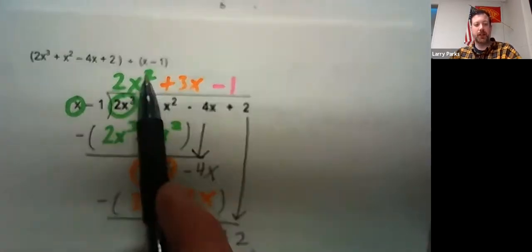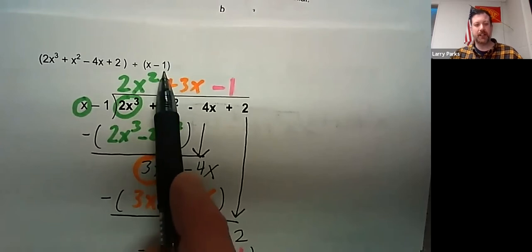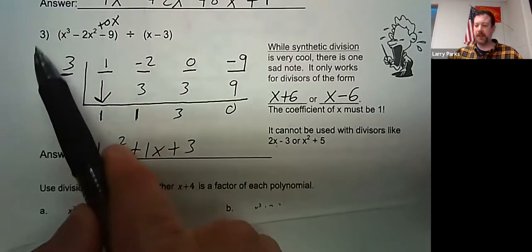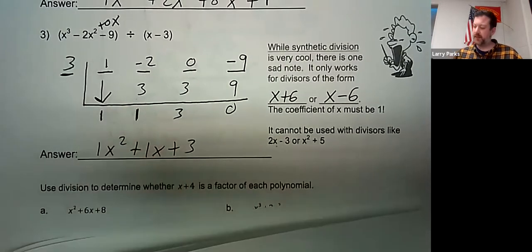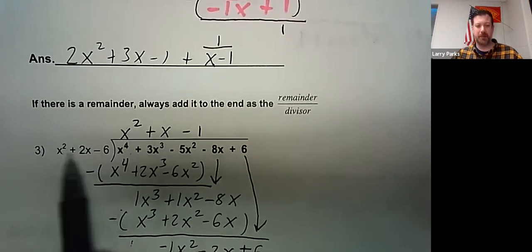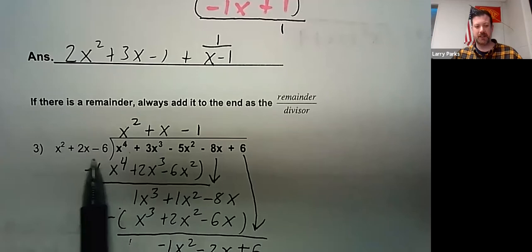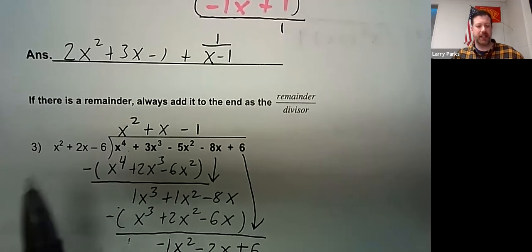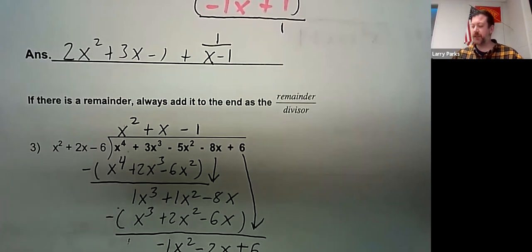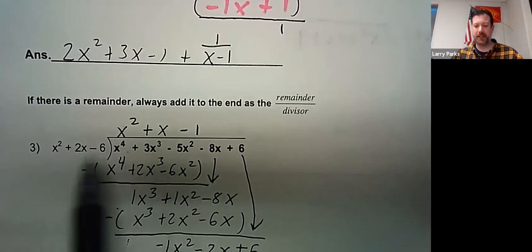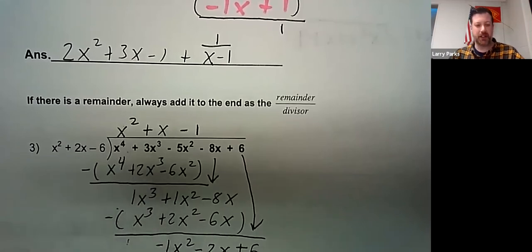This one, we could have used synthetic. The number that goes in the box would be 1. When I say box, I mean the number that goes out here. Here, absolutely 100% cannot use synthetic. Okay, it's too complicated. We can only use synthetic if it's like x plus 4, x minus 4, something simple. So if you had this problem, you could not use synthetic, which is why I showed you long division.